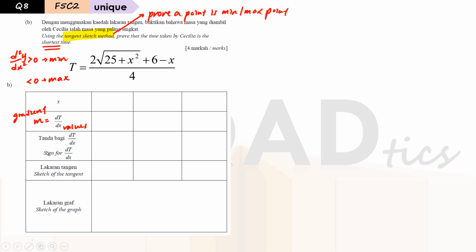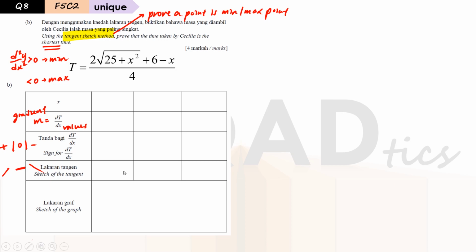Right, the next row is the sign of the gradient. So sign of gradient, there's only 3 answers. Either it's positive, 0, or negative, according to the row above. Alright, and the sketch of the tangent. So sketch of tangent depends on this row. If it's positive, means that the tangent would be going up. Right, because it's a positive gradient. That's why the line goes up. For 0, it will be maintained, so meaning a horizontal straight line. And for negative, it will be going down. The line will be going down.